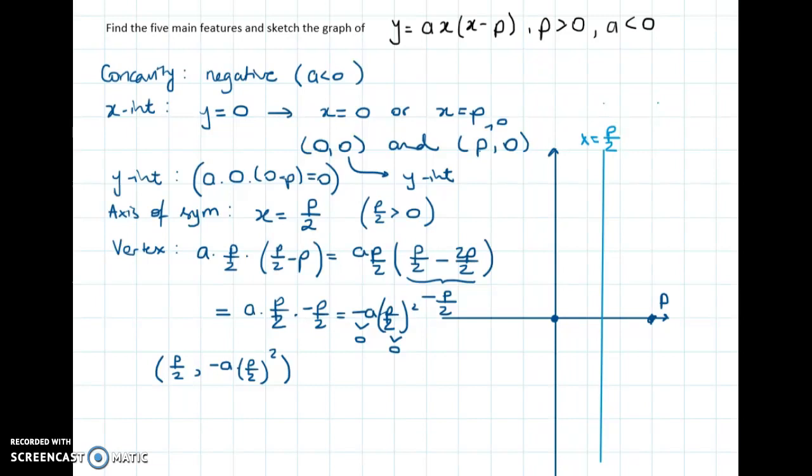And now I need to also locate the vertex. We know the x-coordinate is on the vertical line. And then we know that the y-coordinate is a positive number. So I'm just picking here a positive number. So over there it's going to be my vertex. And this is the point minus a times (p over 2) squared. So I have three points to draw my function. That didn't look well. Let's try again.